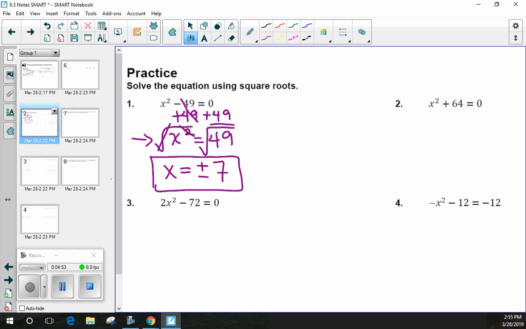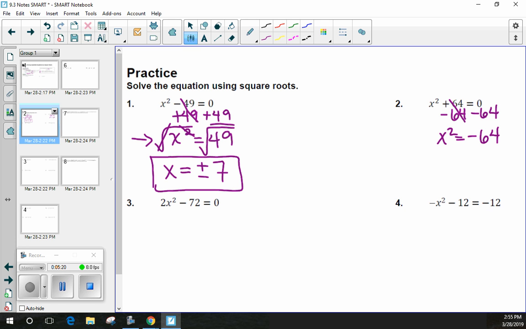Okay, let's try number 2. So on number 2, we want to isolate x squared. We'll do the inverse of adding 64, which is subtracting, or negative. That leaves us with x squared is equal to a negative 64. If that is fully isolated, that x squared, and it's equaling a negative number, how many solutions are we going to have? None. I'm not going to have any because I cannot take the square root of a negative number.